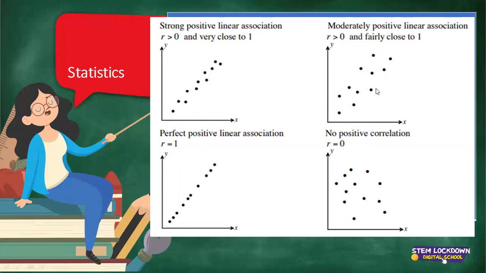So this is a moderate positive linear association. Your correlation coefficient R will be positive, greater than 0, and fairly close to 1. And then we say it is a weak relationship. It is positive, meaning as the value of X increases, the value of Y also increases, but the chance of that happening is less compared to this.